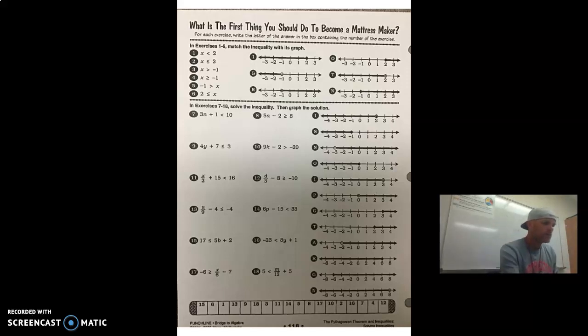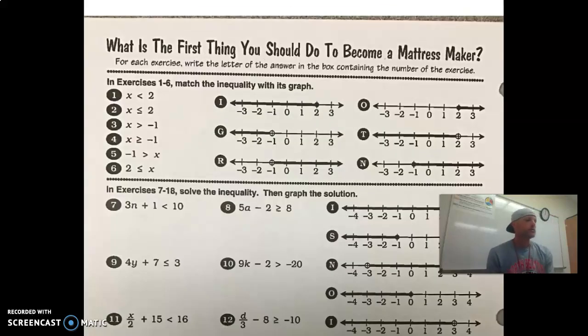All right, so in numbers 1 through 6, all we're doing is matching the inequality with the graph. So let's think back to our notes. Whenever we said the word equal, like in number 2, right here, x is less than or equal to, it has a filled in dot. Anytime it's equal, it's a filled in solid dot. If it doesn't say equal, then it's an open dot. So why don't we do number 2 first?